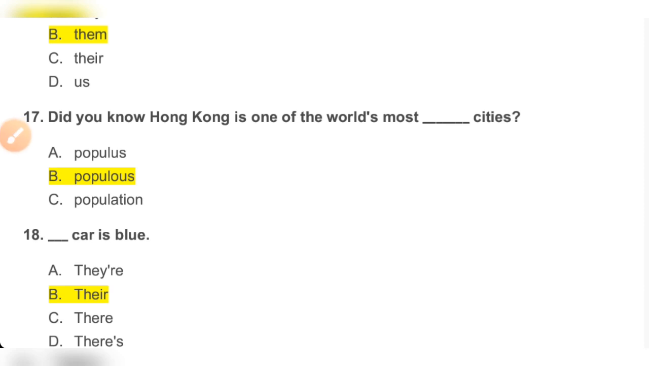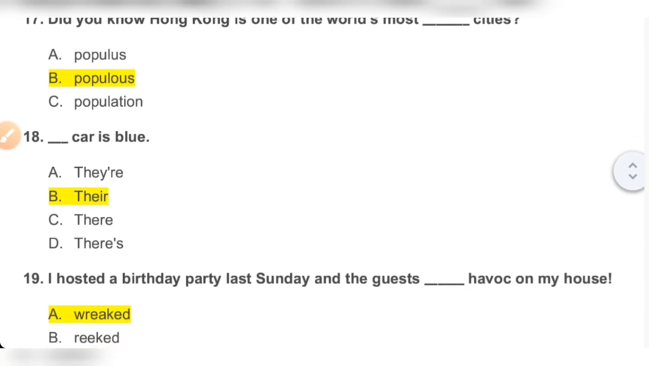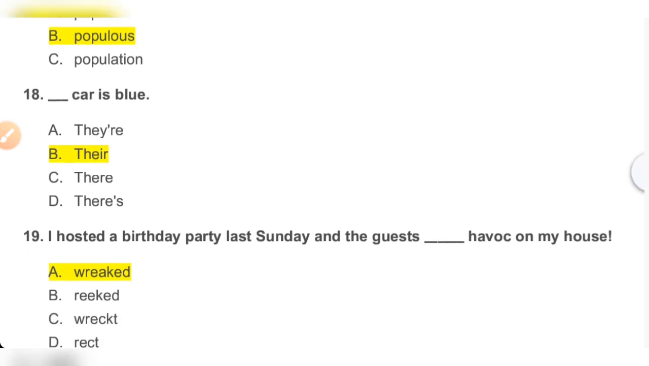17th question is, did you know Hong Kong is one of the world's most cities? This question's answer is B. 18th question is, car is blue. Correct option is B. Their car is blue.